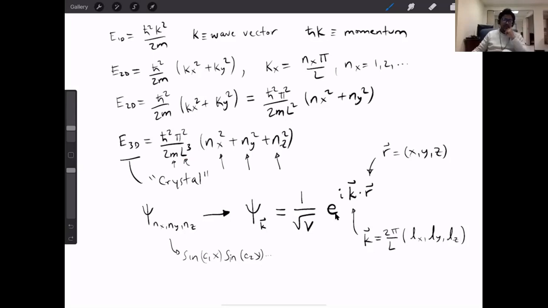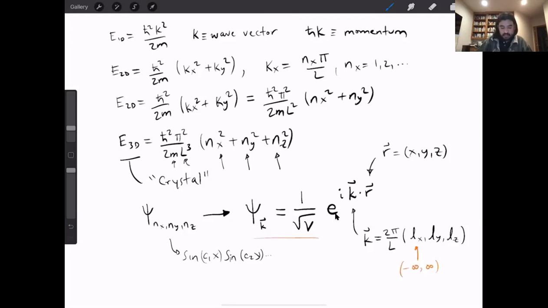So that means that these l's are integers that go from negative infinity to infinity. And the reason for that is that this k is a vector, and this k is chosen so that this wave function right here satisfies the simple Hamiltonian that we had before. And only if you do it, you cannot do it from 1 to infinity, you have to do it from negative infinity to infinity for it to work.